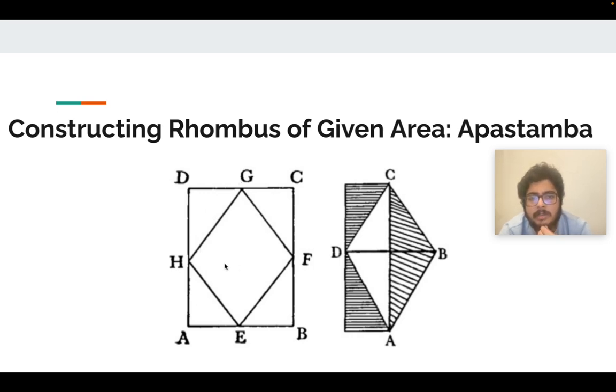Why? Again, it's very simple to see. If you join these, then it is very easy to see that the area of this triangle is equal to the area of this triangle is equal to the area of this triangle. So all that a rhombus does is take half the areas. It takes one triangle from here, one from here, one from here, and one from here, and each of these triangles is similar to this triangle. So all this line is doing is dividing this rectangle into half. So we are essentially taking half the areas of these four rectangles. The rhombus built by taking the midpoints of the edges is simply dividing the area of the rectangle into half. So this is what Apastamba says, a very easy geometrical observation to construct a rhombus of a given area.